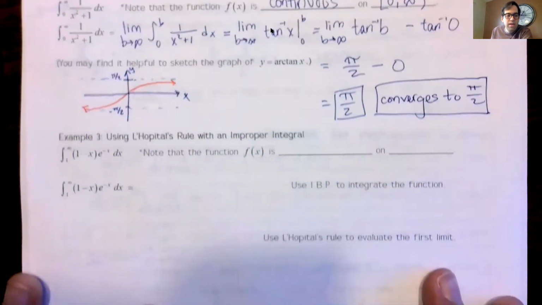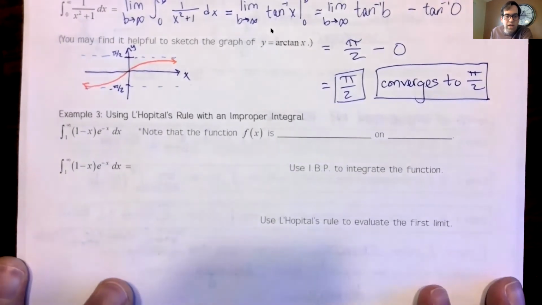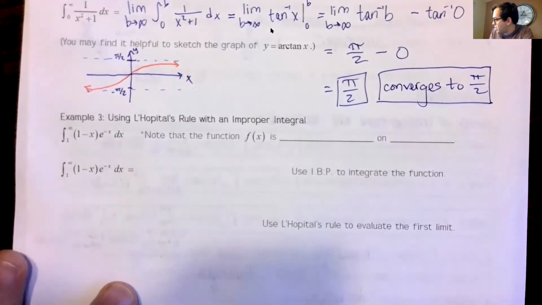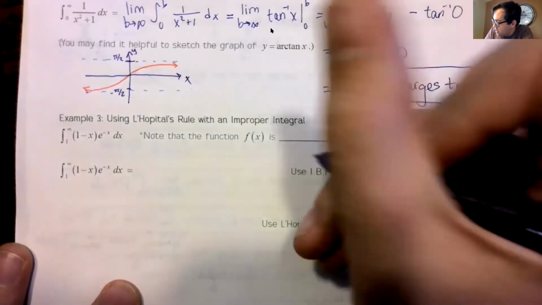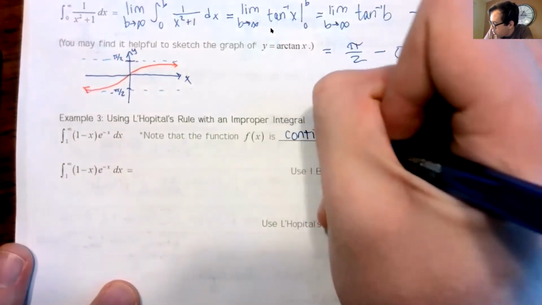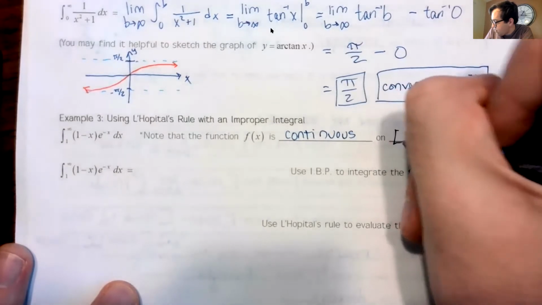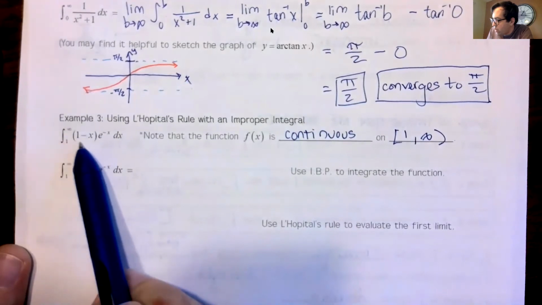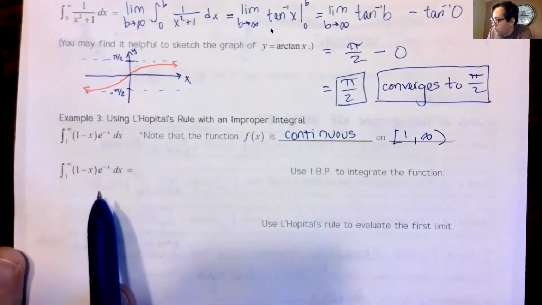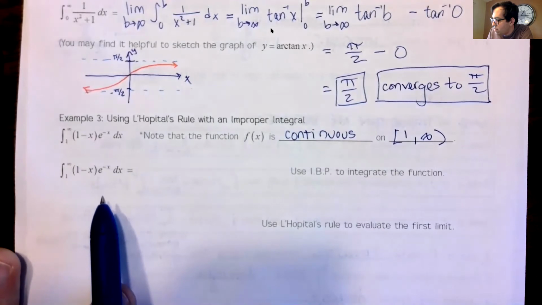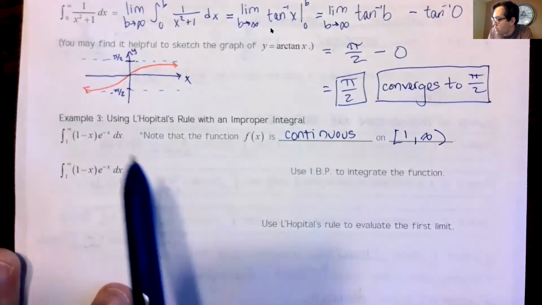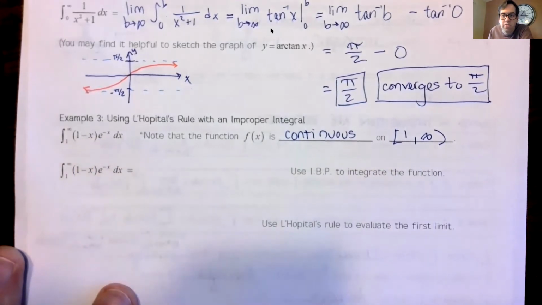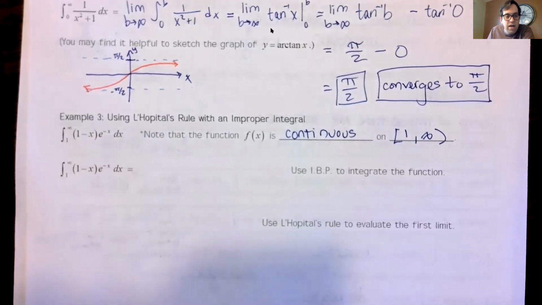Okay, let's keep going. Example 3, using L'Hopital's rule with an improper integral. The integral from 1 to infinity of 1 minus x times e to the negative x dx. This function, once again, is continuous, and we should check that before we get started. I don't think there's anything from any number from 1 to infinity that I could plug in here that would cause a problem. Yeah, it works. Even if I plug in 1, I get 0 times something, so it's 0, but that's not a problem. That would only be if we were dividing by 0. So that's okay.